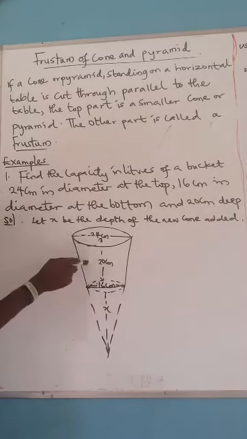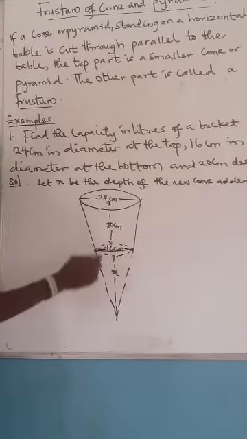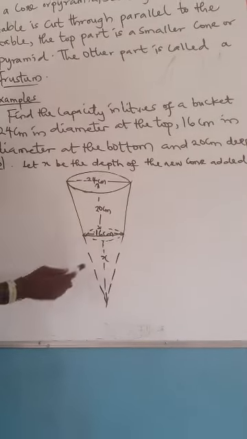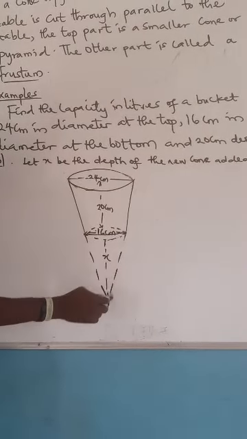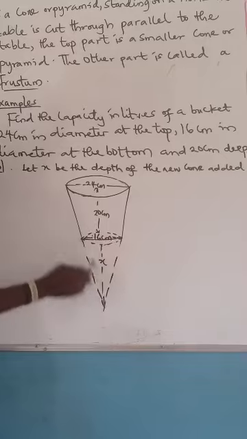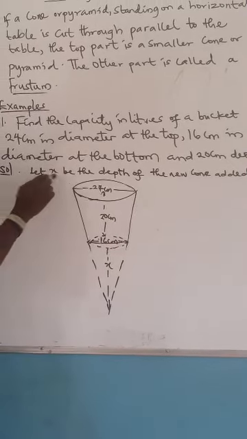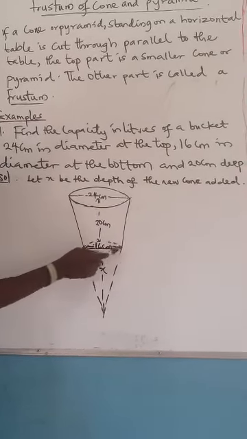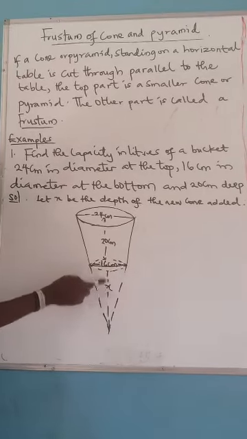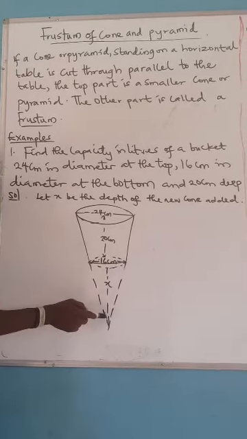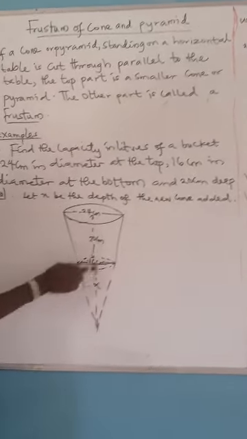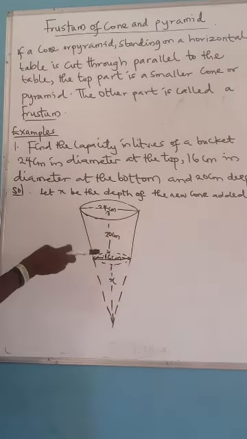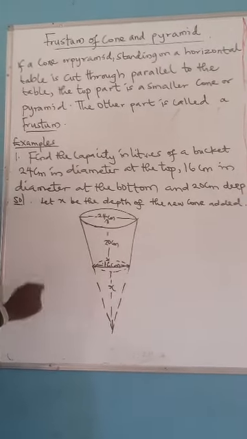Now for us to solve the problem, you extend it, you make it look like a cone. So we extended this now. You can see that it is not real. Now we say let x be the depth of the new cone added. That means let x be the height of that new cone. Now in order to get our x, you need to locate your x first.